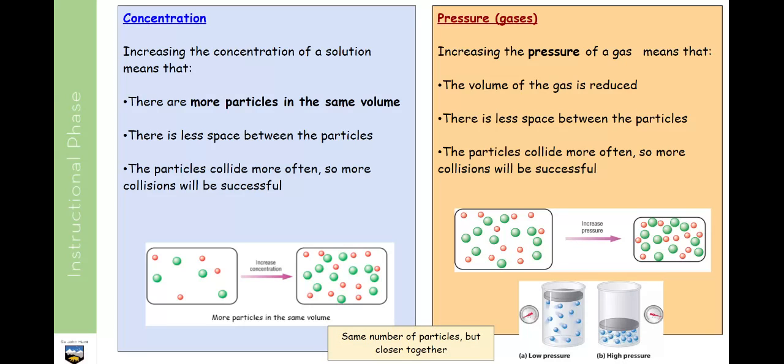So concentration and pressure is all about having the same number of particles but those particles being closer together and therefore more chance of collision.